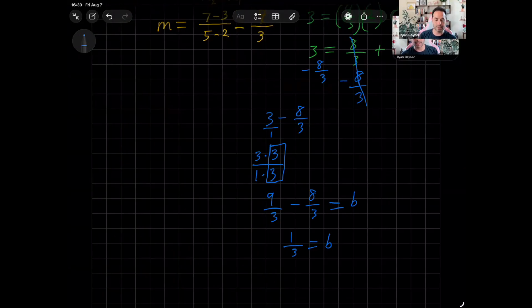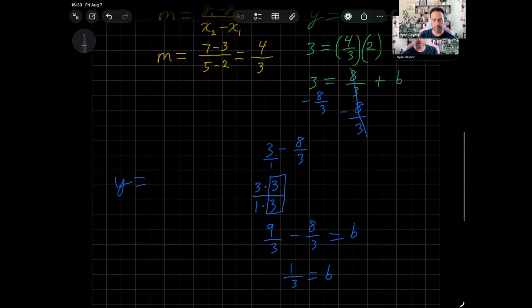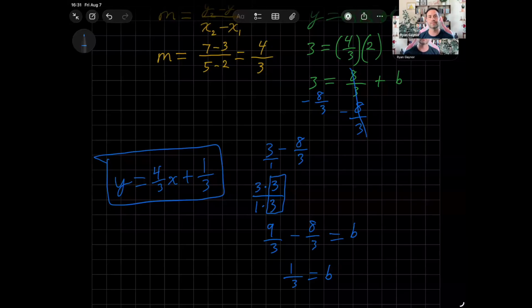So now I can write my final answer. Y equals, remember the slope was 4/3, times x, and then plus the 1/3. And that is my final answer.